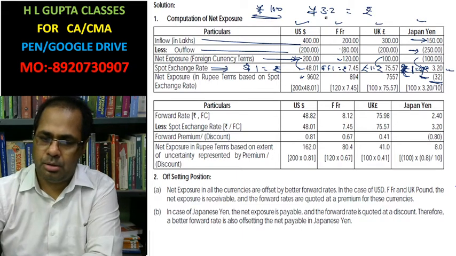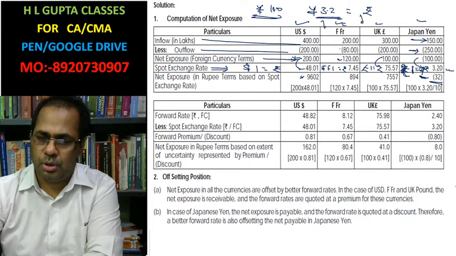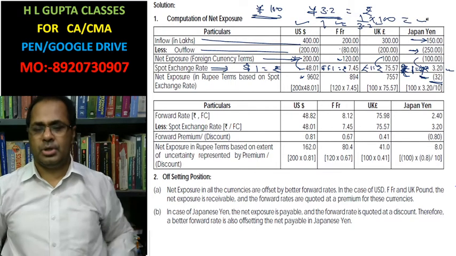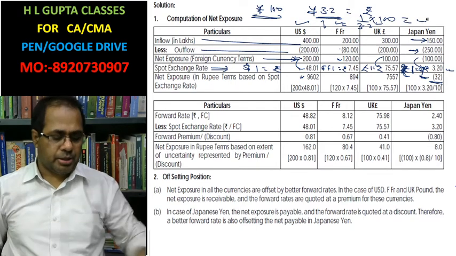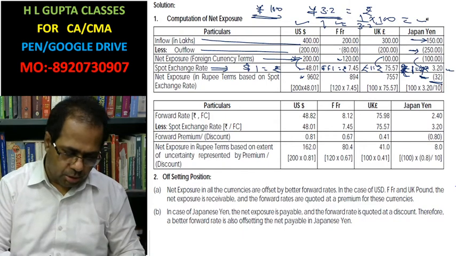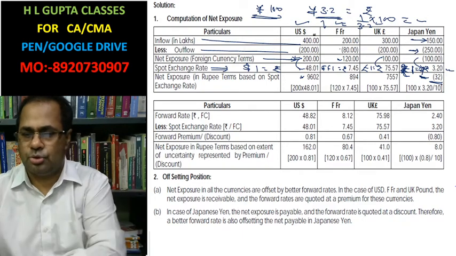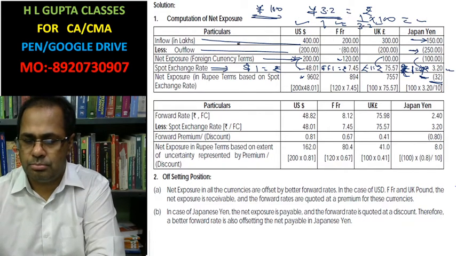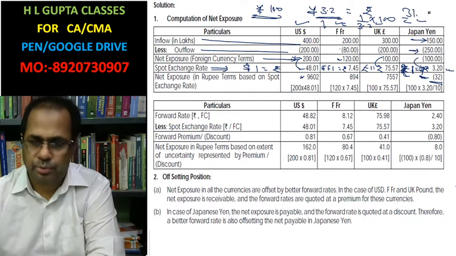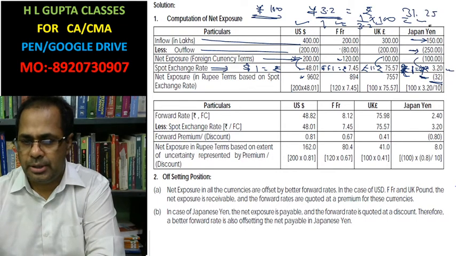Then 1 equals 1 divided by 3.2, so that equals 100. In this way, 100 divided by 3.2 should be 31.25.